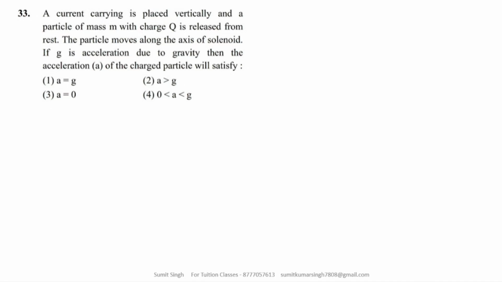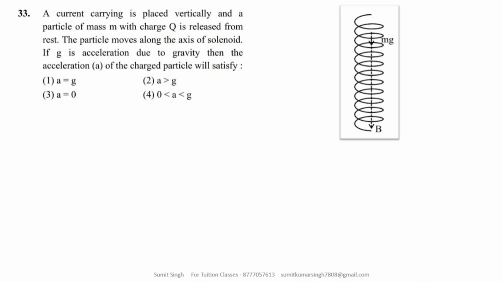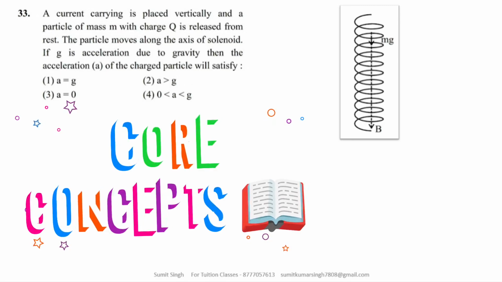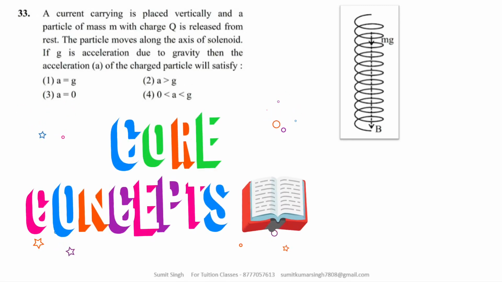First, understand the setup. The solenoid is vertical here. The magnetic field inside the solenoid is along its axis. That means the magnetic field is vertical, either up or down. Now, the particle is released from rest, so of course its initial velocity will be 0. The only force acting is gravity, so the particle starts moving downward.